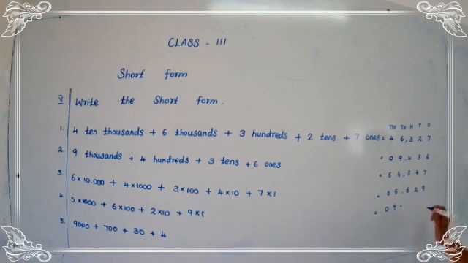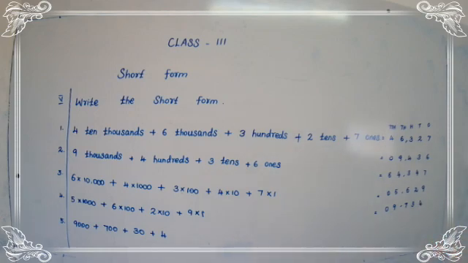How many hundreds are there? 7. Okay. So you take and write 7 in the hundreds place. Then see the tens and ones place. How many tens are there? 3. Three tens are 30. So you have to write 3 in the tens place. Then last one, ones. How many ones are there? 4. Yes. 4.